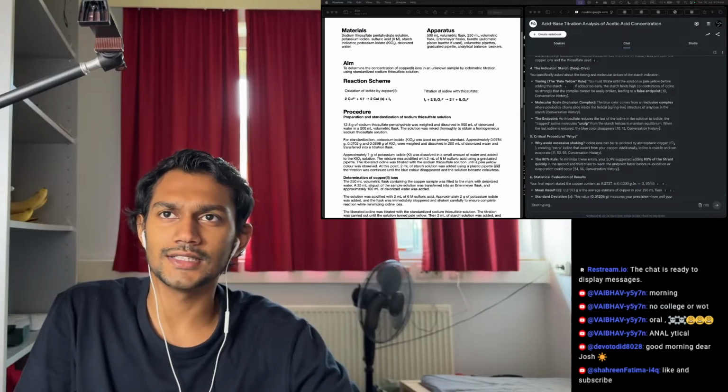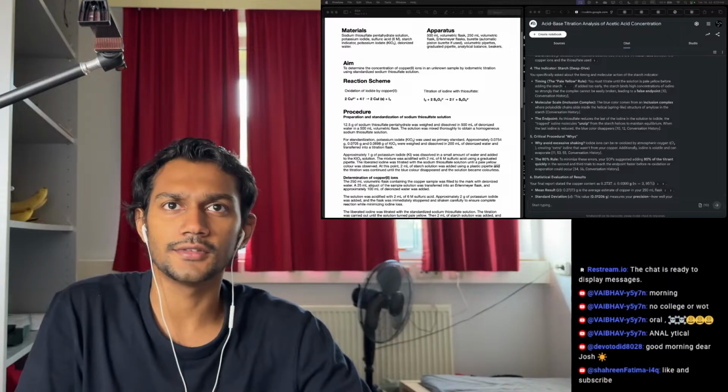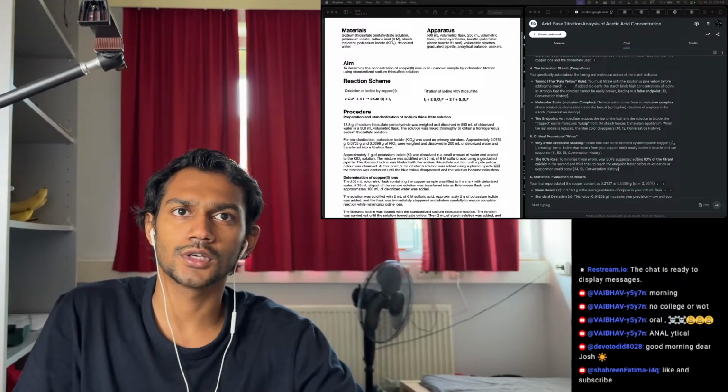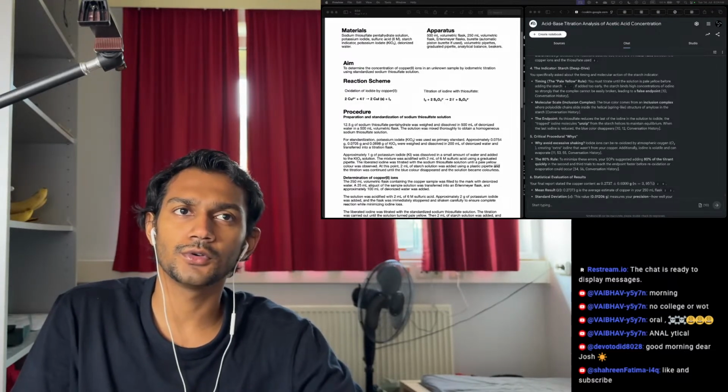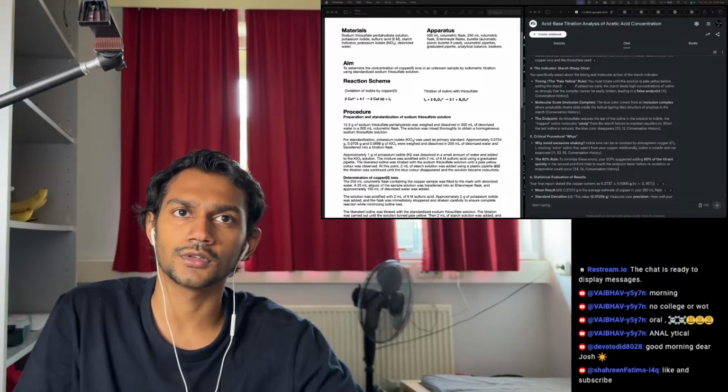You used the Nernst equation to calculate what the potential should be at different stages. The comparison: your experimental equivalence point volume was approximately 3.22 milliliters, which aligned closely with your theoretical calculation.